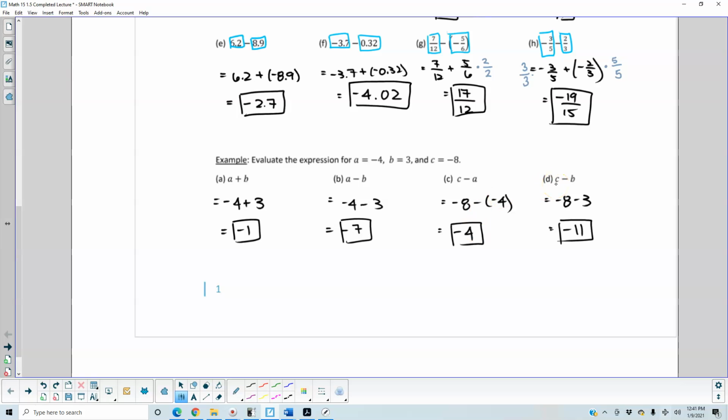In part D, we have C minus B. Well, C is negative 8 minus the value of B, which is 3. So they're both the same sign. So if I lose 8 minus 3, losing 3 means I'm losing 11, so it's negative 11.